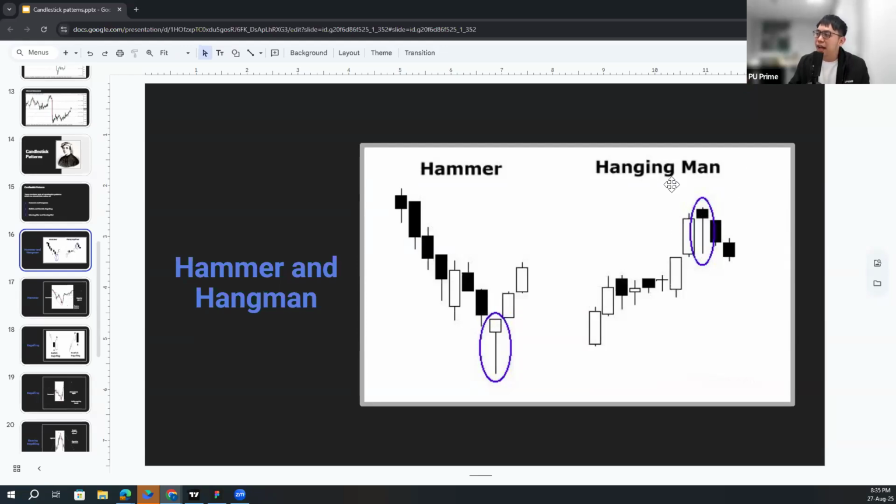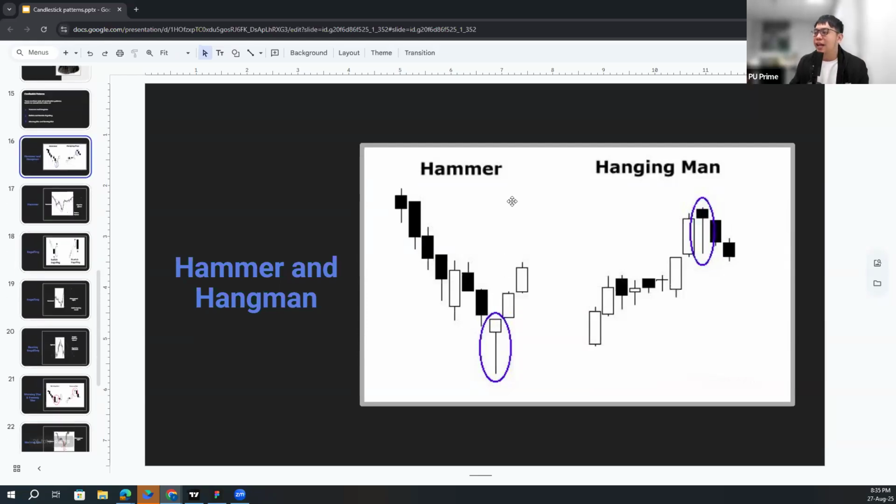But if you have a hanging man followed by a bearish candlestick after the hanging man, it's been the change of an opinion, right? And then it is the signal of a trend reversal. Okay, hope that I can explain the trend correctly.